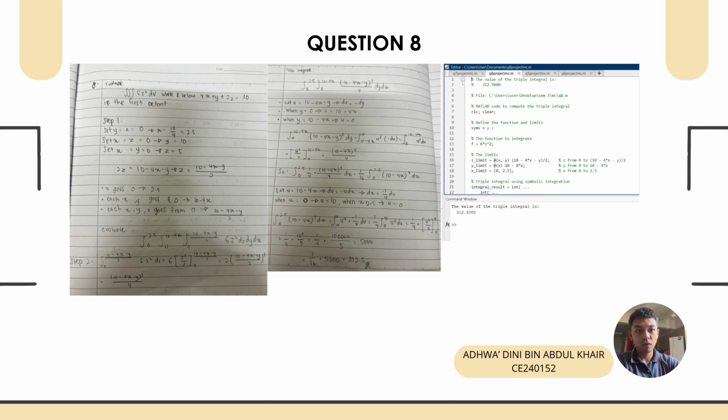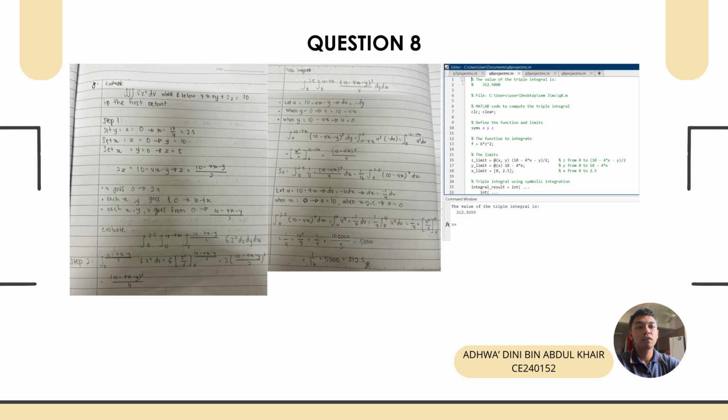The problem involves evaluating the triple integral of 6z² over a region E in the first octant bounded by the plane 4x plus y plus 2z equals 10. To solve this, we need to determine the limits of integration based on the plane intercepts.